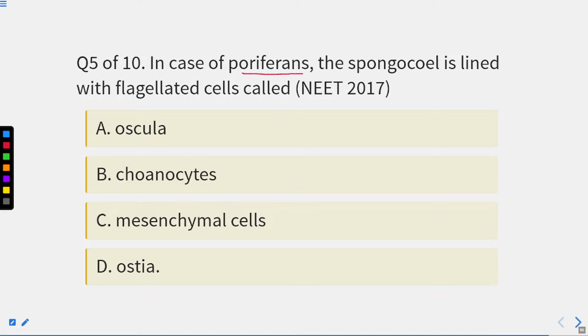Next question. In poriferans, the spongocoel is lined with flagellated cells. You have to remember this. Oscula, choanocytes, mesenchymal cells, ostia. Oscula and ostia are openings, so they are not cell types. Mesenchymal cells are present in the middle part. But the spongocoel is lined by collar-shaped cells having flagella, so choanocytes is the correct answer.